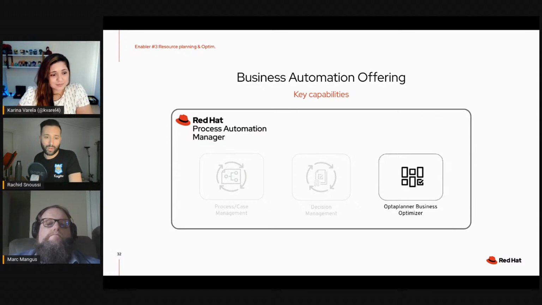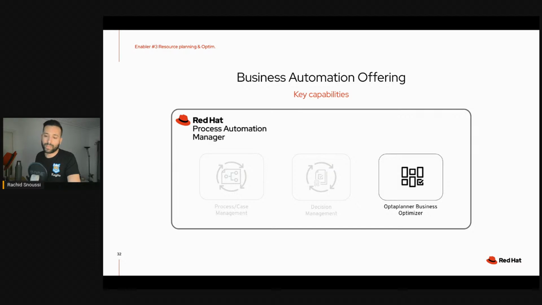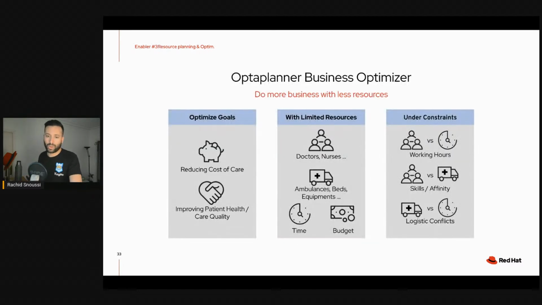So the last enabler is resource planning and optimization, the third capability in our offering. You already saw a lot of videos around OptaPlanner and what OptaPlanner can do. The idea in the context of healthcare is to reduce the cost of care, for instance, or to improve the patient health or the quality of care, using the different resources we find in healthcare, like doctors, nurses, beds, ambulances, different medical equipment. Time and budget can be resources, and you apply some constraints.